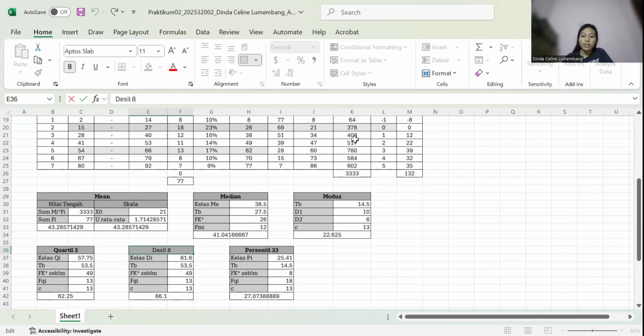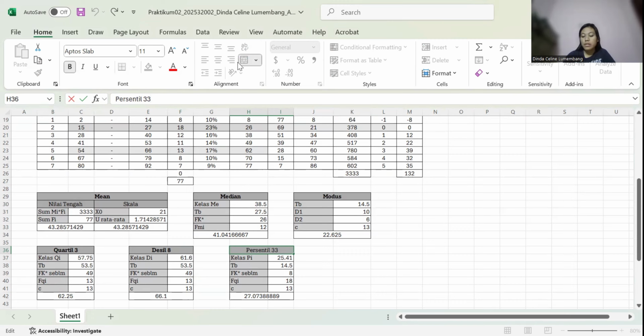Then to obtain the decile value, I was tasked with obtaining the 8th decile value. The method is the same as obtaining the quartile value, except that the n value is different. The value is multiplied by 8 tenths. 8 is obtained from the 8th decile.